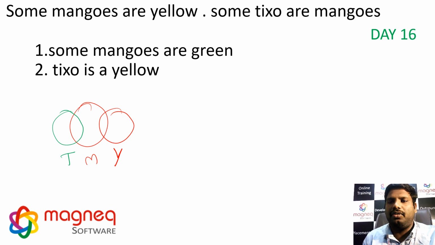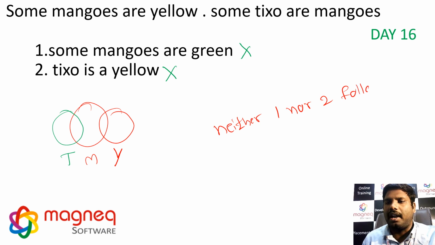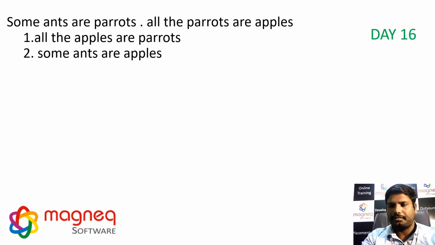Some mangoes are green, false. Second one, tixo is yellow. There is no relation between tixo and yellow, so this is also false. So neither one nor two follows. First conclusion wrong and second conclusion also wrong. So neither one nor two.